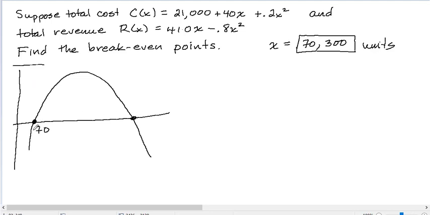So the first time you break even, you went from a loss to a profit. That's a happy break-even point. And over here at 300 units, you stop having a positive profit and begin to have a negative profit. So you go from a profit to a loss. So profitability is between 70 and 300 units. Less than 70, you have a loss, and more than 300, you have a loss.